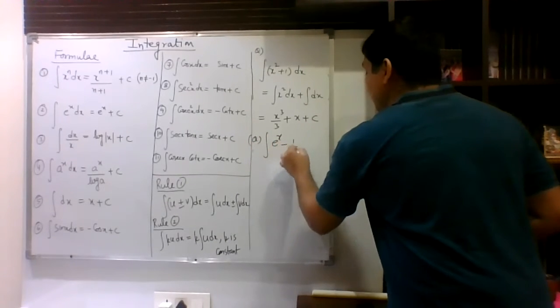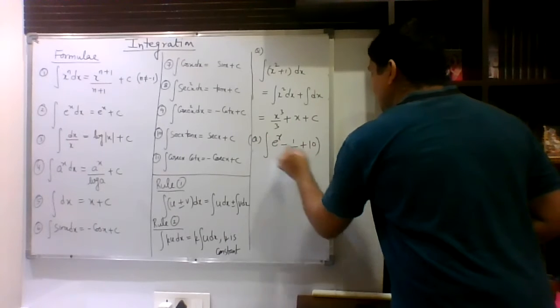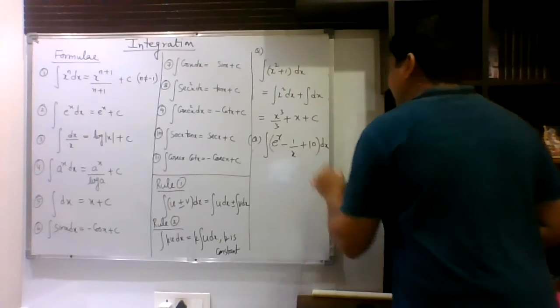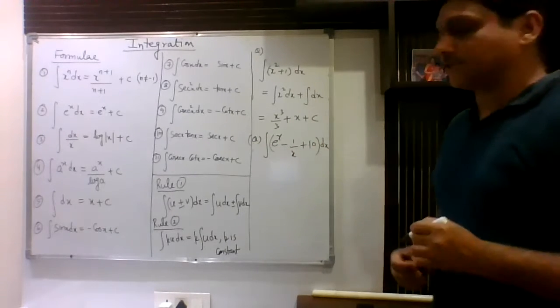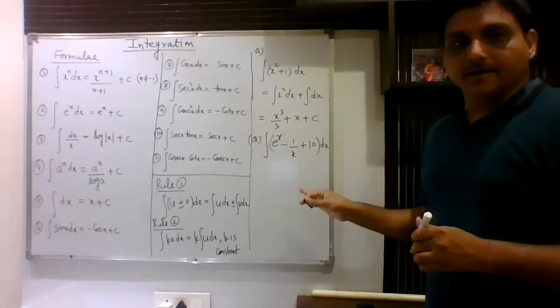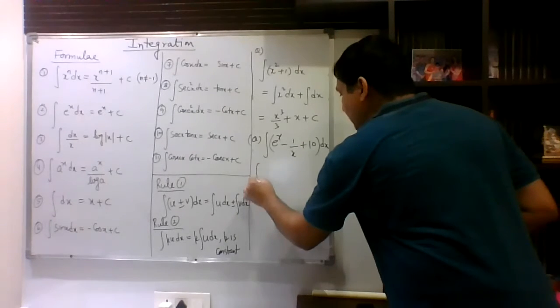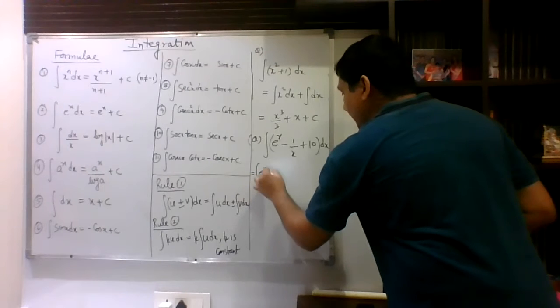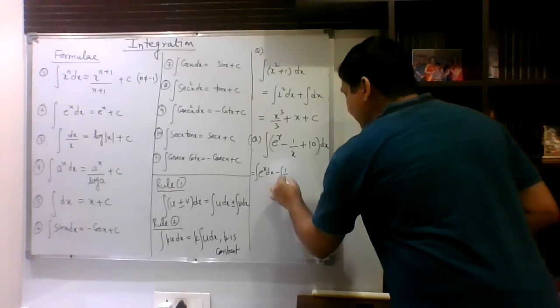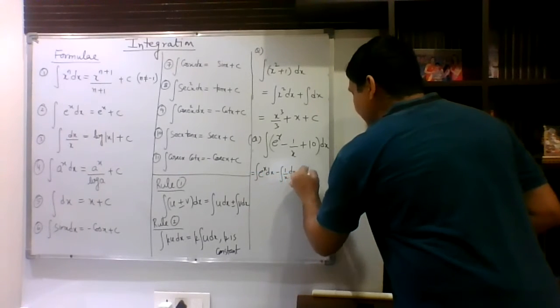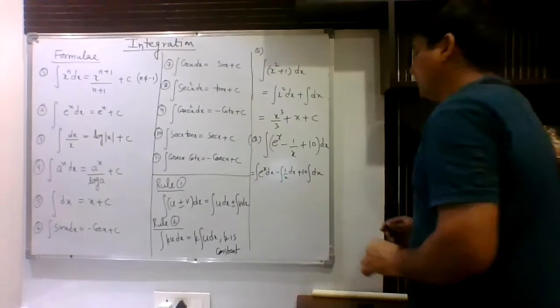Next question you can write: integrate e to the power x minus 1 upon x plus 10. So we want to integrate this expression. Now in order to integrate, you will split this into three parts. When you detach this into three parts, this is what you will get: e to the power x dx minus 1 upon x dx plus 10 integration of dx.